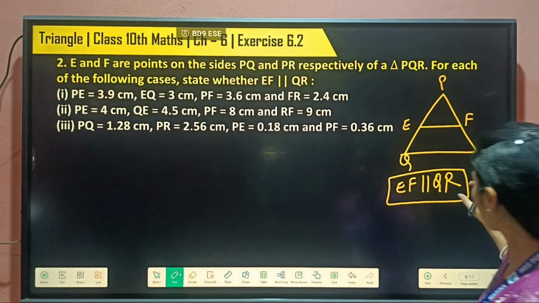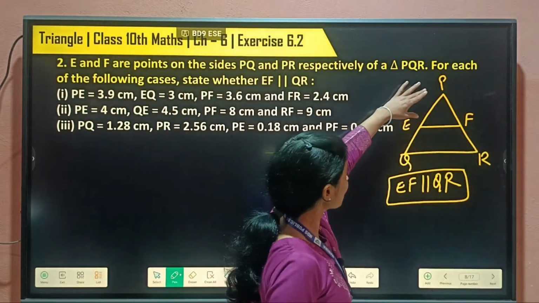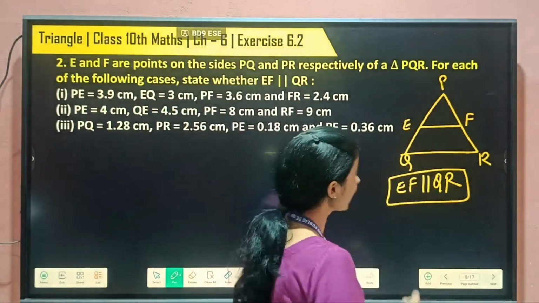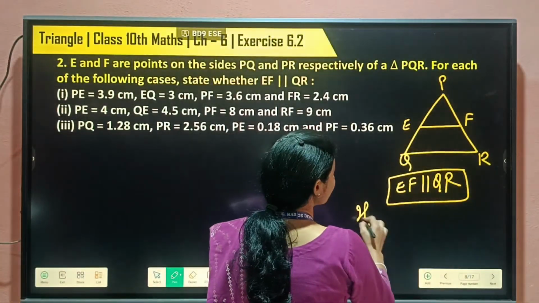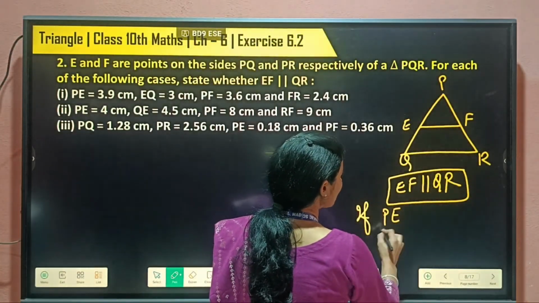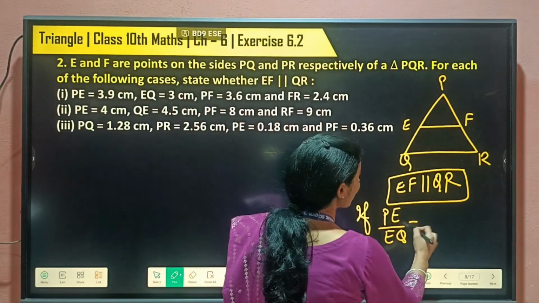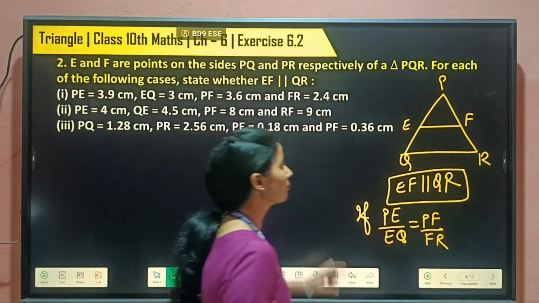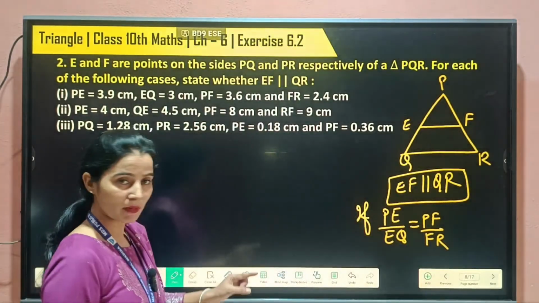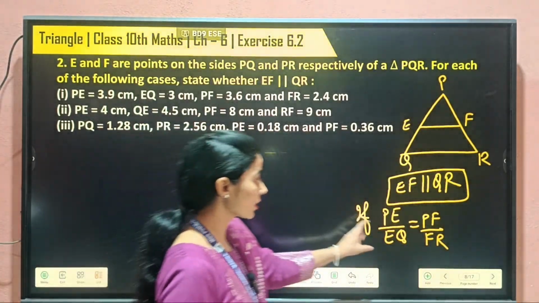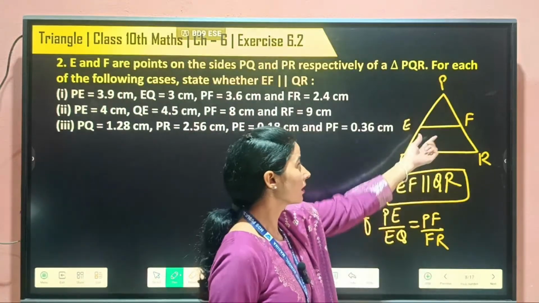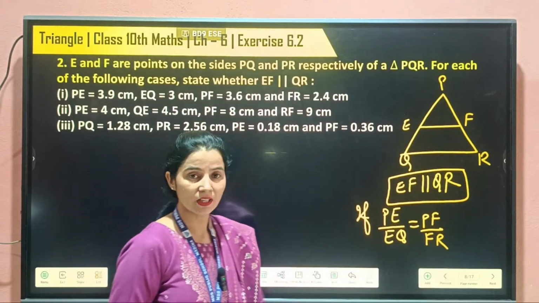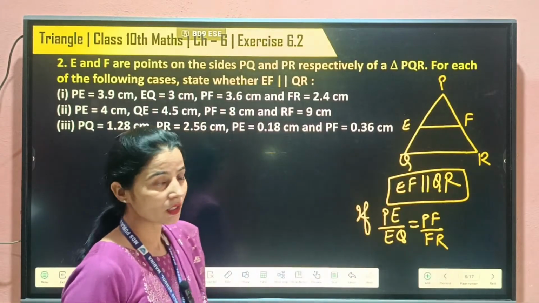Now see, if the ratio of PE by EQ is equal to PF by FR, then this EF is parallel to QR. Otherwise, we will say no, this EF is not parallel to QR.